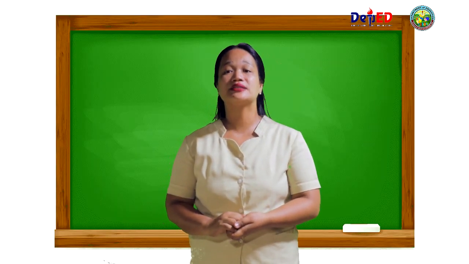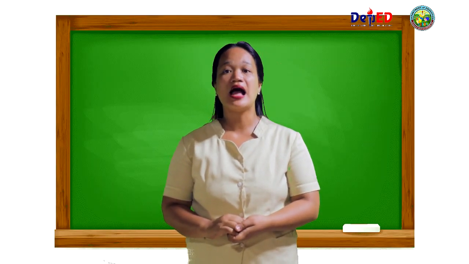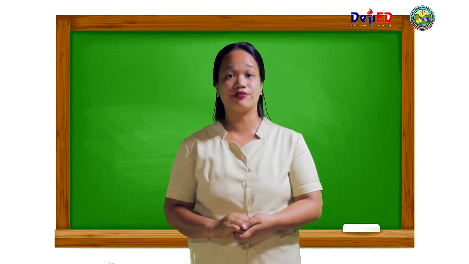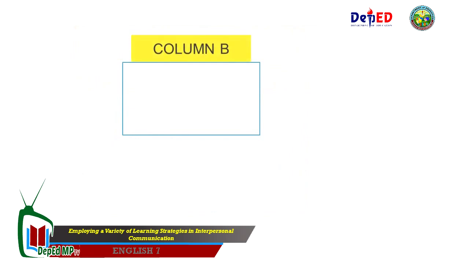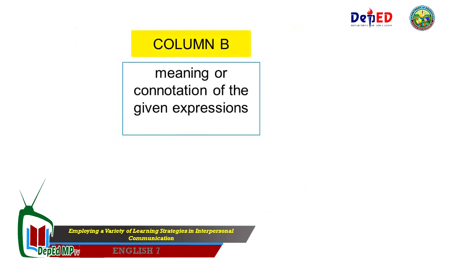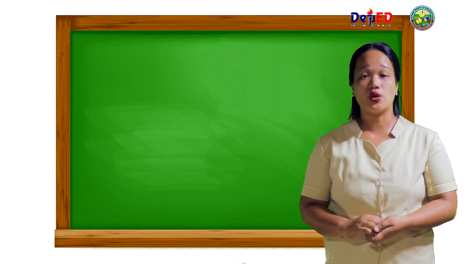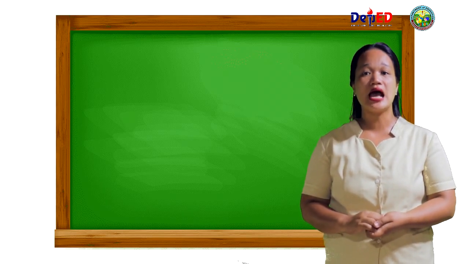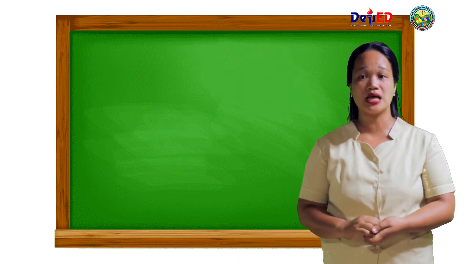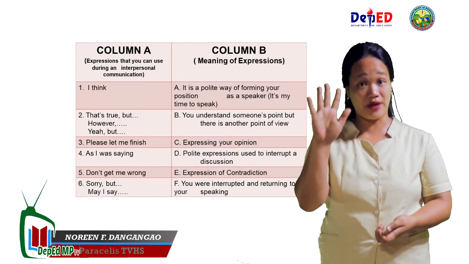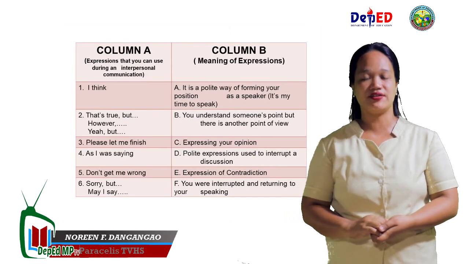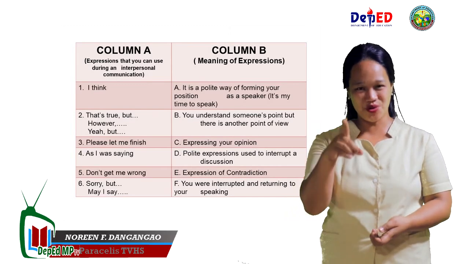Now, I have a task for you to accomplish. This is a matching type of test. In column A are expressions you can use during an interpersonal communication, while in column B are the meaning or connotation of the given expressions. I want you to choose from column B the meaning which connotes the expressions in column A. I will give you 5 seconds to answer the given activity. I know you can do it.